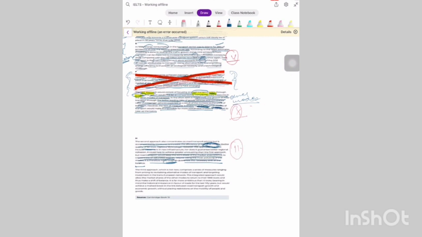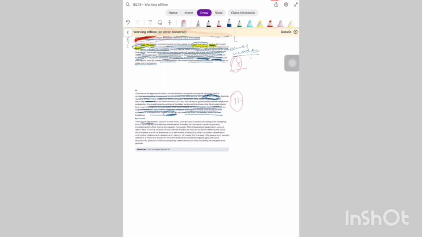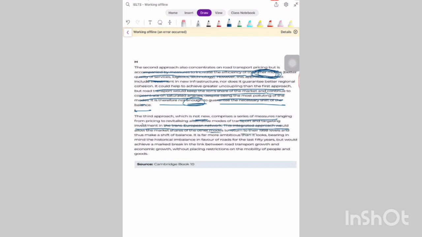For the next answer, that is the last para, the third approach they are talking about, which is not new, comprises a series of measures ranging from pricing to revitalizing alternative modes of transport and targeting investment in the trans-European network. This integrated approach would allow market shares of other modes to return to their 1998 levels and thus make a shift of balance. It is far more ambitious than it looks, bearing in mind the historical imbalance in favor of roads for the last 50 years, but would achieve a marked break in the link between road transport growth and economic growth without placing restrictions on the mobility of people and goods.